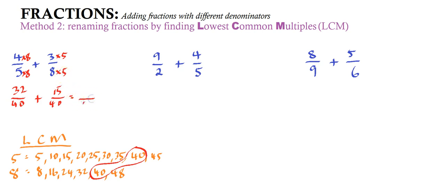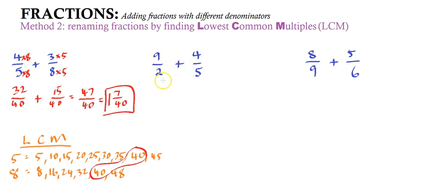Add those up. Remember, we're dealing with 40ths. That's going to be the denominator all the way through. And on the other side, I have 47. That's an improper fraction, so 47 divided by 40 is 1, with 7 remainder, and we're dealing with 40ths, so that does not change. And that's the answer.